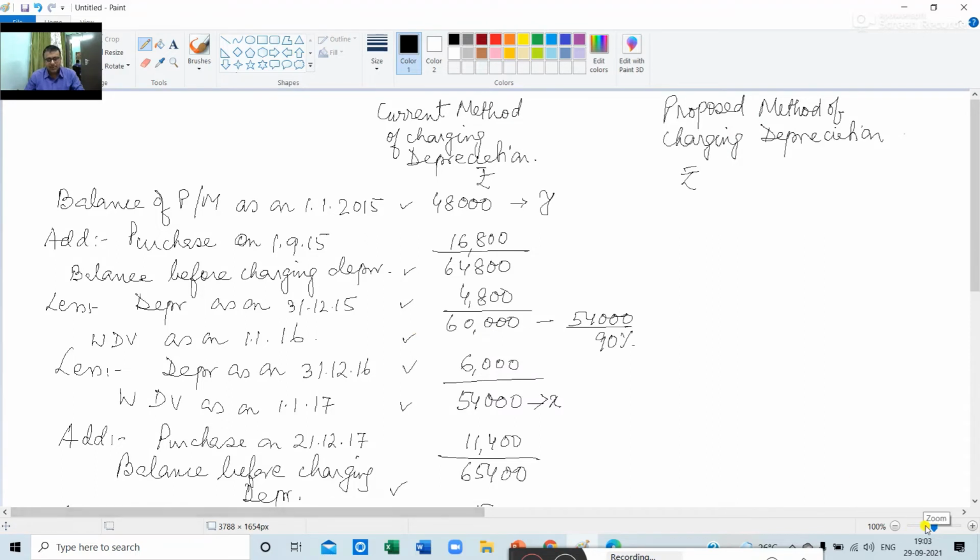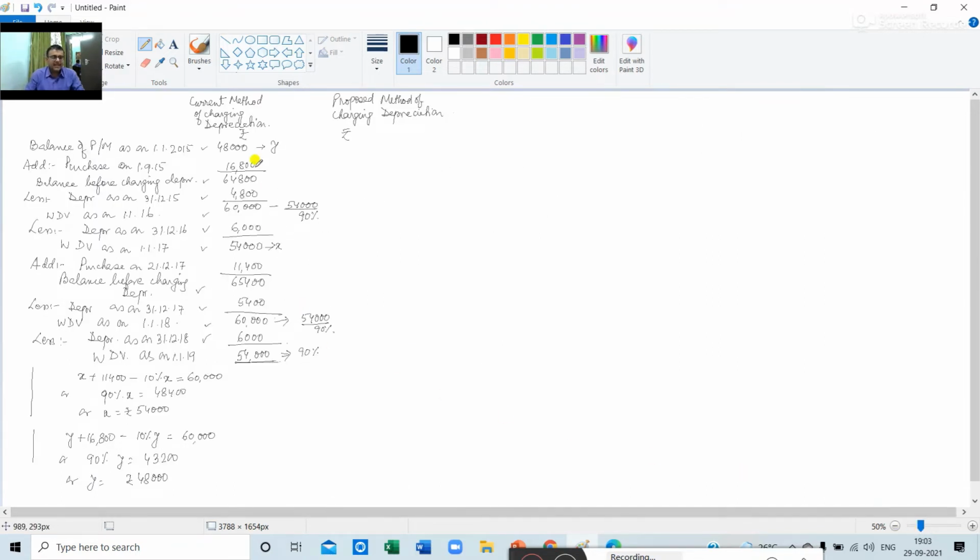So let me show you in one page what is the entire calculation. Just give a look at it. I have calculated the opening balance of plant and machinery as on 1st January 2015 through the back calculation method, and I have shown you the entire working in one page here. Now the balance as on 1st January 2015.